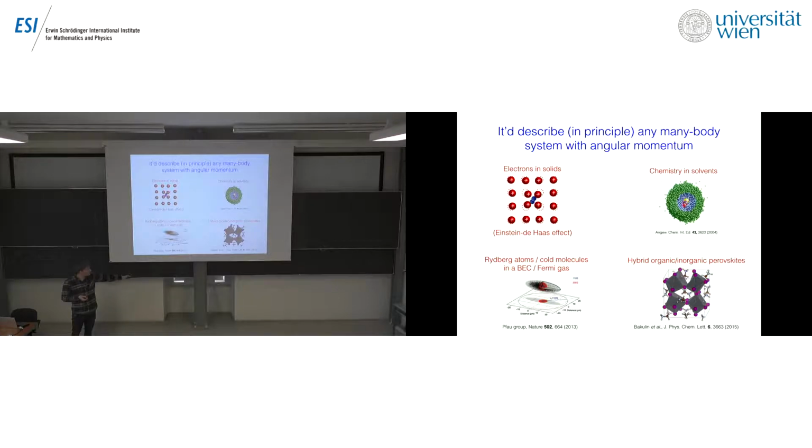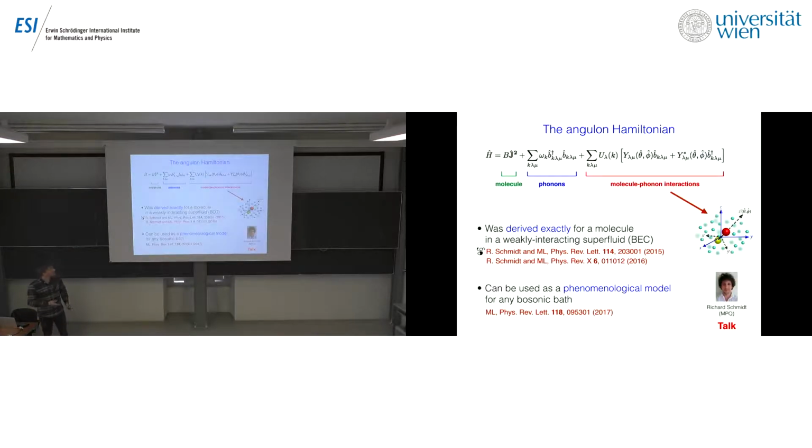Then it could also be organic and inorganic perovskites that have molecules rotating in them, or Rydberg atoms in ultracold gases, or any other problems. So I'm not going to show you too many equations, and I'll be happy to discuss it after my talk. But I can give you an example of the simplest angulon Hamiltonian that describes such an impurity problem. So it's probably one of the simplest versions.